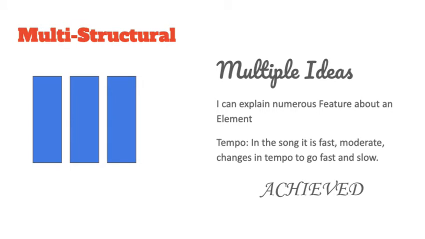However, we want you to go a bit further. To actually get an achieved, you need to be looking at multi-structural. So you need to be able to give me multiple ideas about the answer, and be able to demonstrate you have some understanding. Multi-structural is I can explain numerous features about an element. For example, the tempo in the song: it is fast, it is moderate, it changes in tempo to go fast and slow. So you're demonstrating to the marker that you have some understanding of what is happening to the speed in the piece, that it changes.